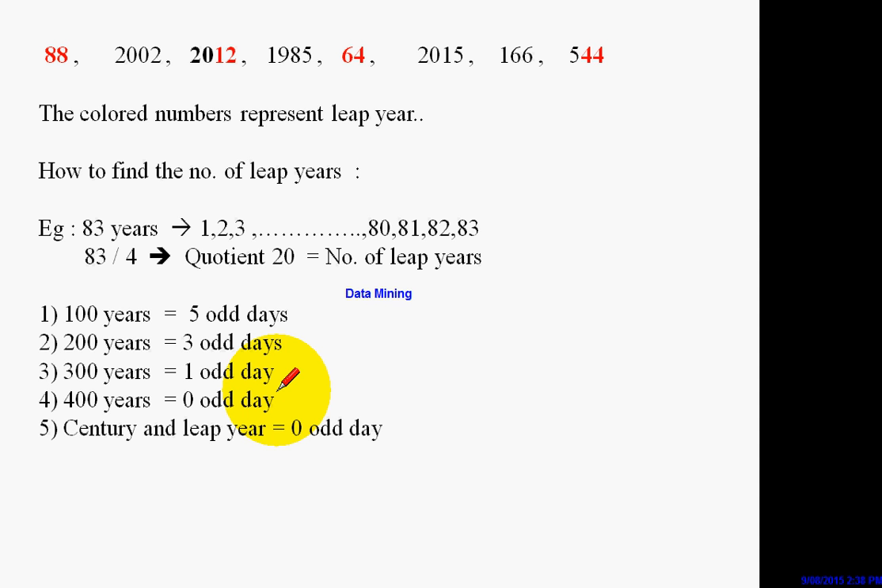Okay, and if it is a century and a leap year, both things should fit into that year. That is, that particular year should be a century as well as a leap year. So if this is the case, then that particular year has 0 odd days.